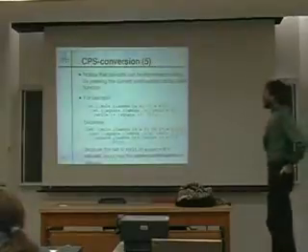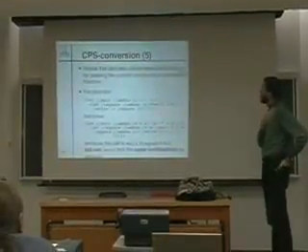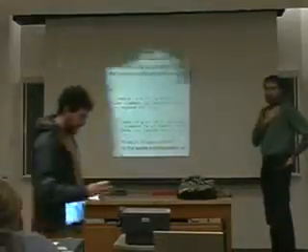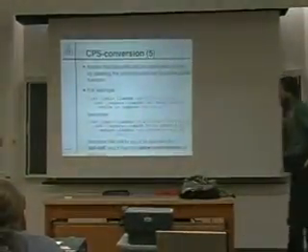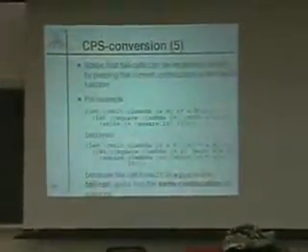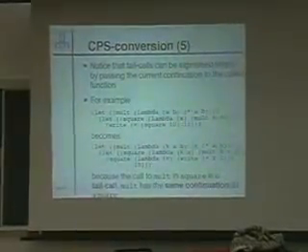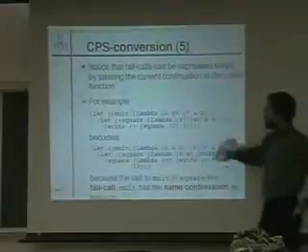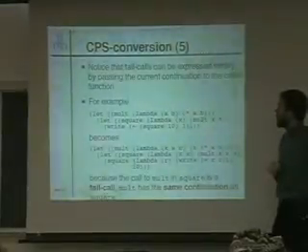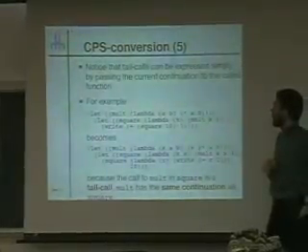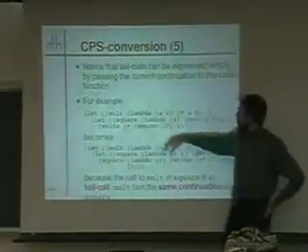All right, so if we do CPS conversion, it turns out that tail calls are easy to implement. So here's an example where we have a tail call. So we essentially have the same structure as before.